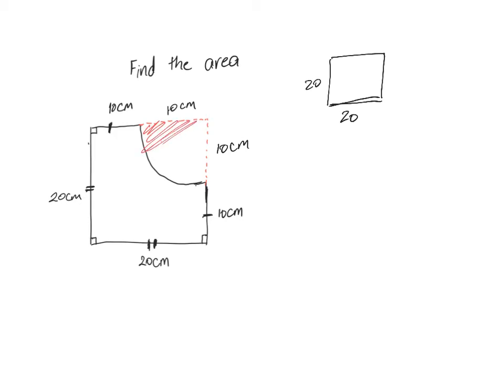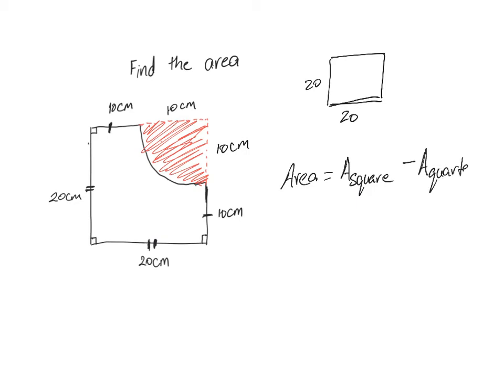Okay, but we do have a part that's cut out, and the shape of that part that's cut out, hopefully you can see, is a quarter circle. So in order to find the area of the whole figure, we have to consider that we have a square and we're taking out a quarter circle. So taking away is the same as taking out. So our area is going to be equal to the area of a square, I'll write a square for short, minus the area of a quarter circle, which I'll write as quarter circle for short.